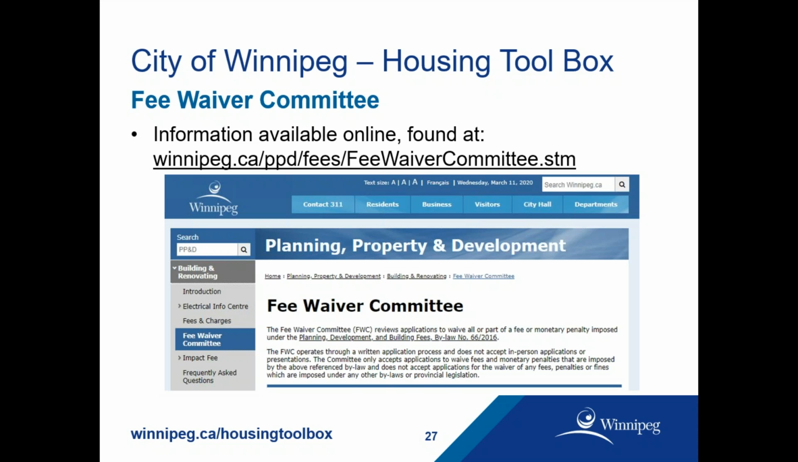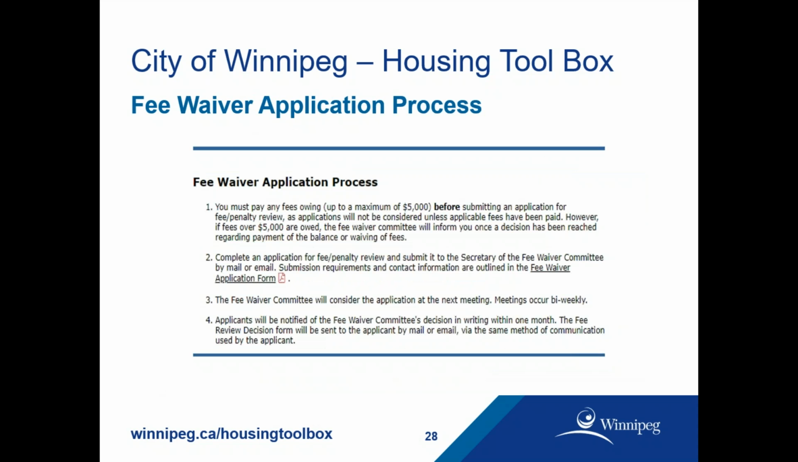Once you've paid the fee, there is a fee waiver committee. The picture on the screen now is just information on the fee waiver committee and how you apply, and a link. One of the things you must do, up to a maximum of $5,000, is pay the fee first if you want to apply for a waiver. You pay the fee before submitting an application for the fee or penalty review, as applications will not be considered unless the applicable fees have been paid.